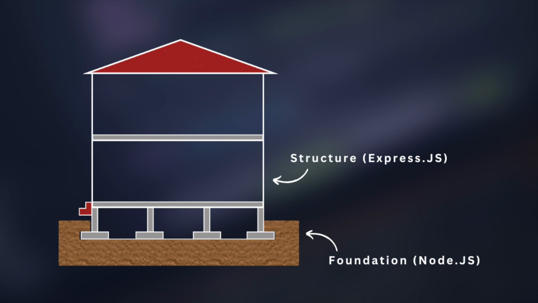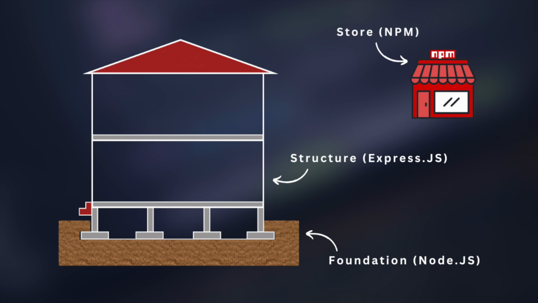Now, the question is, where does NPM come into the picture? Let's continue building our house. To build a house, we need multiple pre-made materials like windows, doors, and tiles. So here NPM comes into the picture. NPM is Node Package Manager. It is like a store for developers. It's a place where you can find and download pre-built pieces of code. They are called packages. These packages can help you do all sorts of things, from making HTTP requests to building user interfaces.